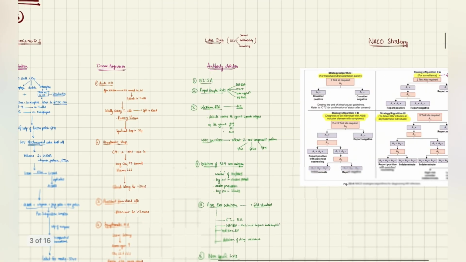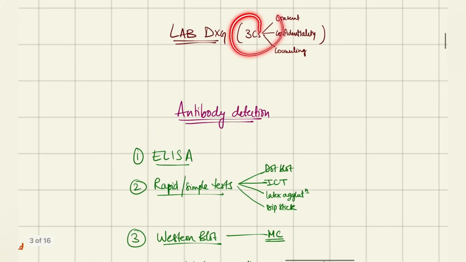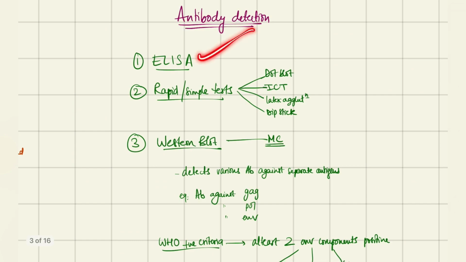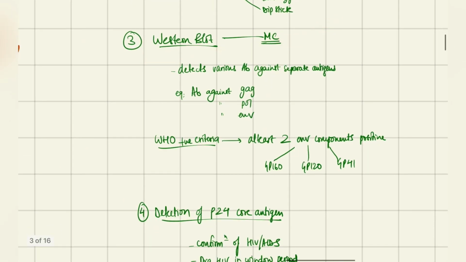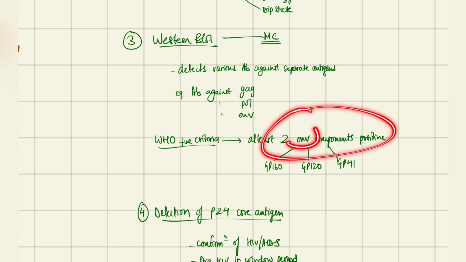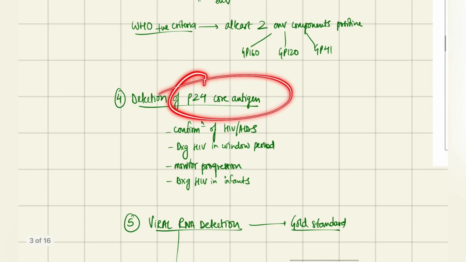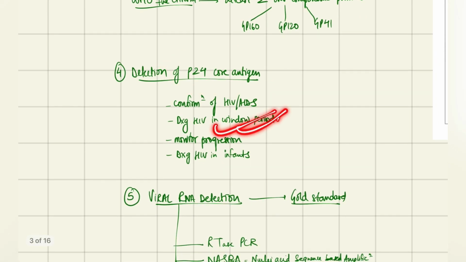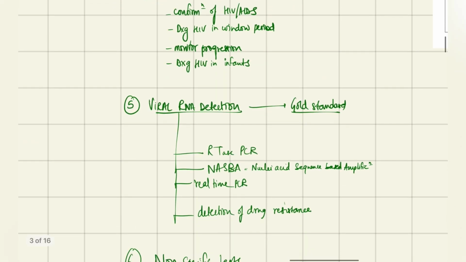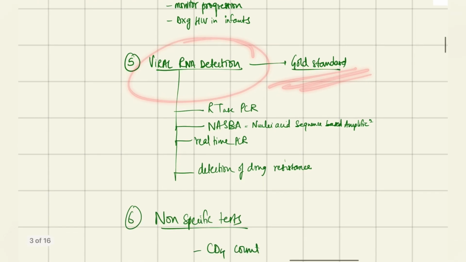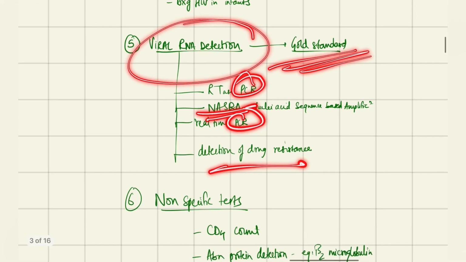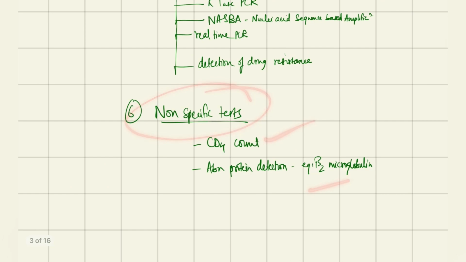That's it. Okay, so what were the things we said in the lab diagnosis? First 3 C's. Then in antibody detection, ELISA, rapid tests: dot blot, ICT, latex agglutination, dipstick. Western blot most commonly done. Basically, WHO says any 2 proteins' antibodies should be positive against the envelope genes, which are 160, 120 and 41. Then P24 core antigen. Remember, it is responsible for diagnosis in the window period and in infants, helps in progression monitoring and confirmation of HIV/AIDS. Then viral RNA detection is the gold standard done by PCR, NASBA, and it also detects any drug resistance. Non-specific tests: CD4 count, beta-2 microglobulin.